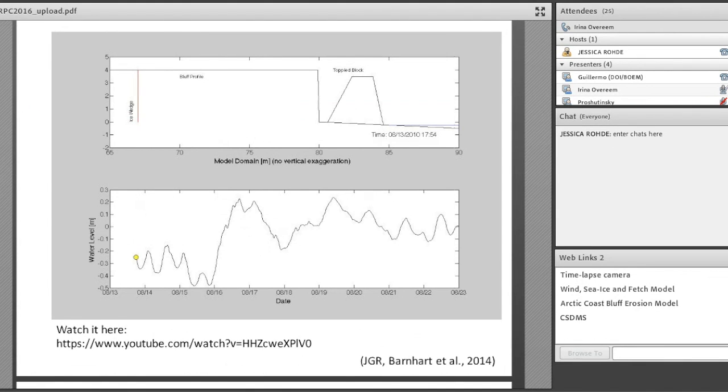And then to put these things together, our student Katie Barnhart coded up a torque balance model which defines this coupled block. We used the code to erode, which was basically a temperature-based iceberg melt model, and then we drive this with the wave and setup of the water. And again, this is a little movie that you can see by clicking on that link of the Arctic coastal bluff erosion model.